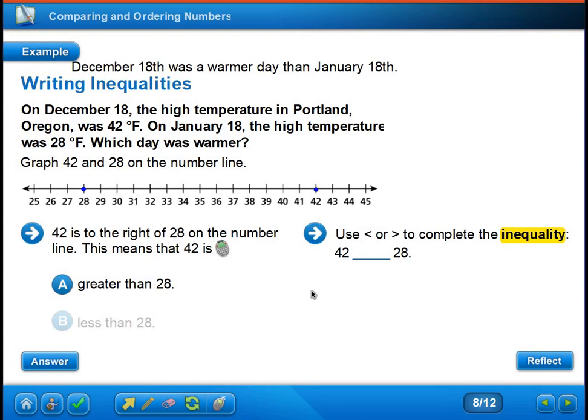Now we're going to use an inequality to finish this statement. I have 42, then a space, and then 28. I need to use one of my two symbols: either less than or greater than. I always know which one less than is because it looks like a tipped L. If I take my left hand, make an L, and tip it, that shows you the direction of the less than symbol. Now, I decided 42 is greater than 28, so I should use the greater than symbol. So 42 is greater than 28.